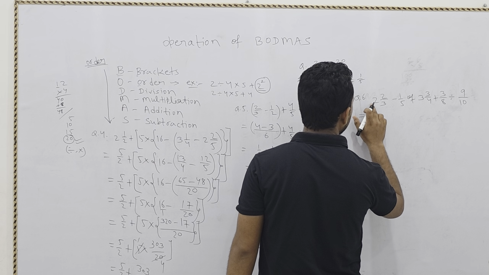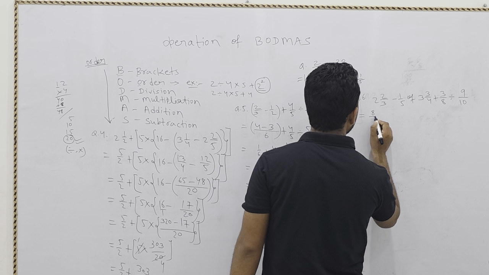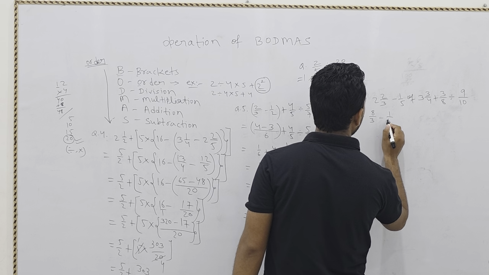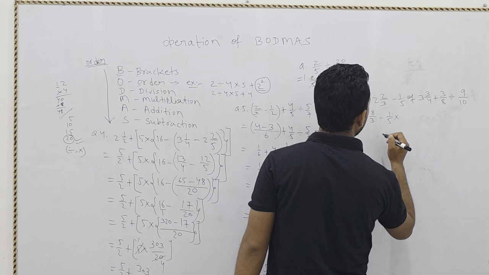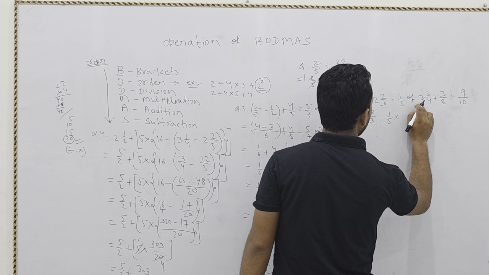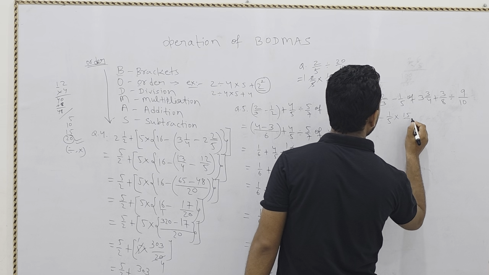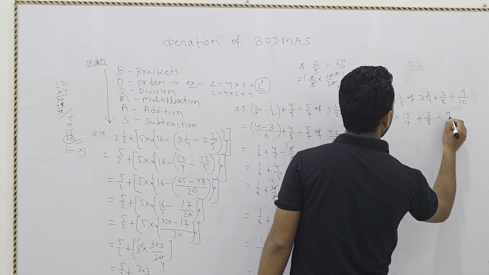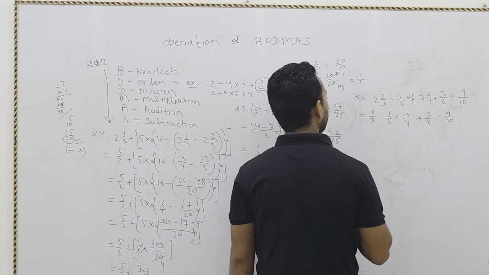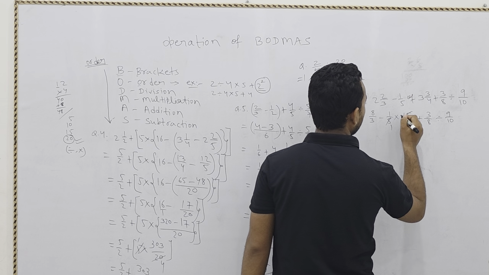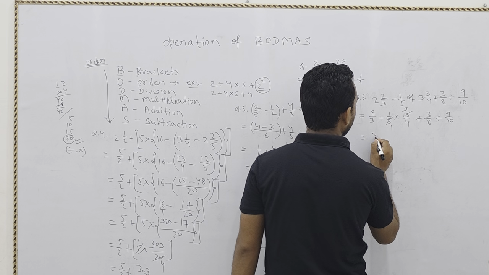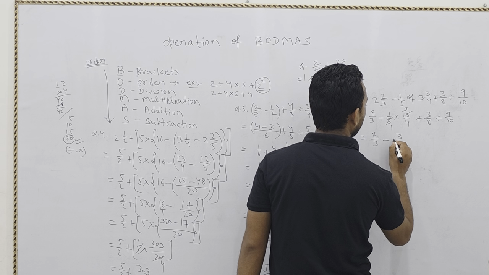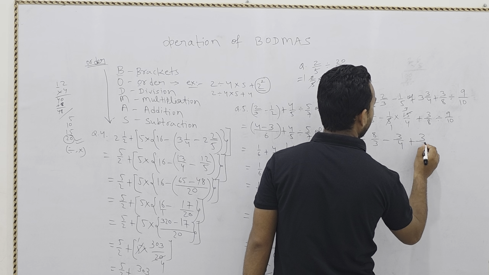3 2 is 6, 6 plus 2, 8 by 3 minus 1 by 5. This "of" we can write in multiplication. 4 3 is 12, 12 plus 3, 15 by 4 plus 3 by 8. Rest of the question we will write as it is, we will change nothing. 5 बार में 1, ये 3 बार में. Then again we will write 8 by 3 minus 3 by 4 plus 3 by 8.